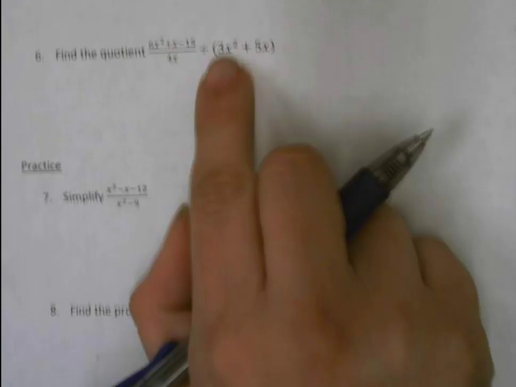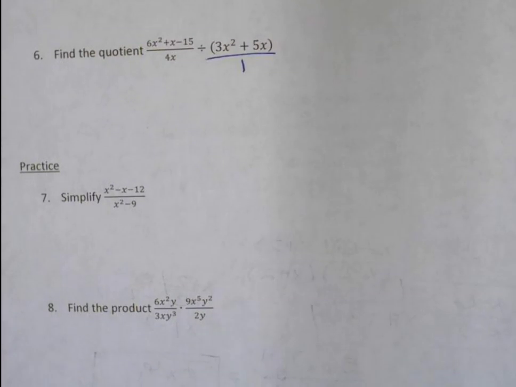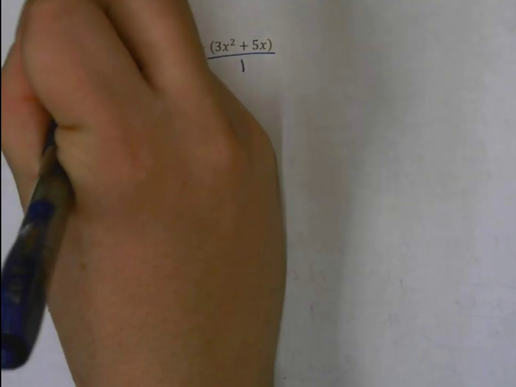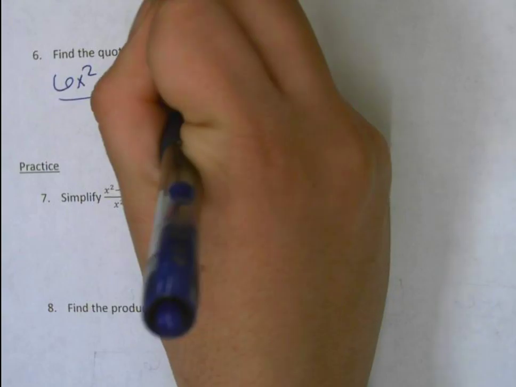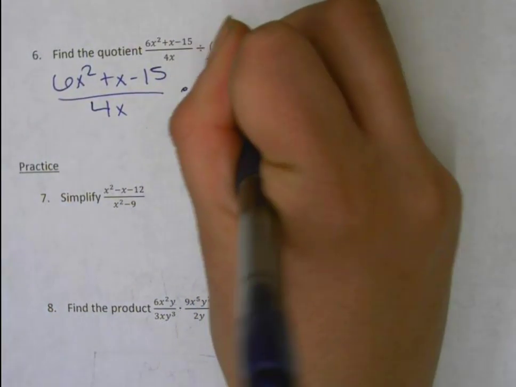Okay, so this time when it says find the quotient, it's not a fraction, but it is over a secret 1. So what I'm going to do is flip that and have the 1 on top. So I have 6x squared plus x minus 15 over 4x, and then I have times 1 over 3x squared plus 5x.